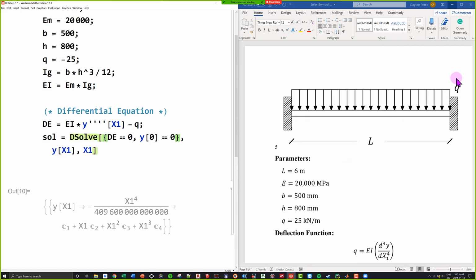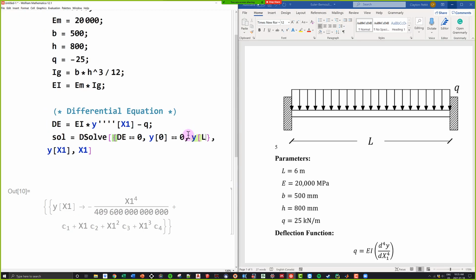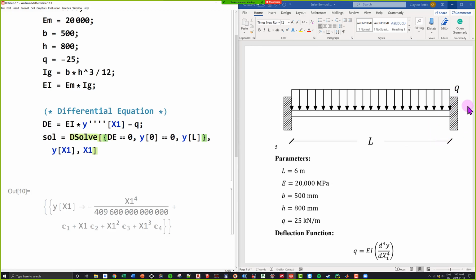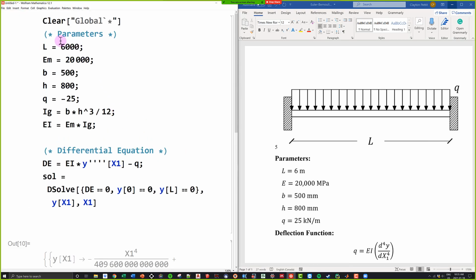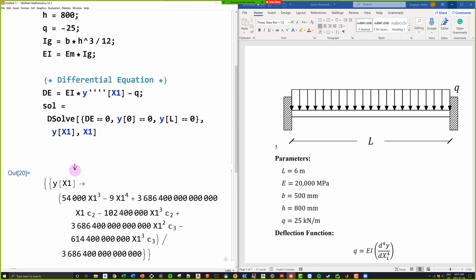If I look at the other end of the beam, where x1 is equal to L, I'm going to come over here, go comma, y at L. Well, we know that the deflection at this end is also going to be equal to 0, right? Makes sense. Both ends are fixed. There's no deflection. So if I were to run the code now, oh, no, I defined what L is. If I run the code now, I get this, but I still have a problem.